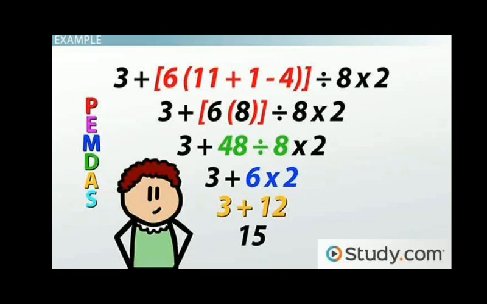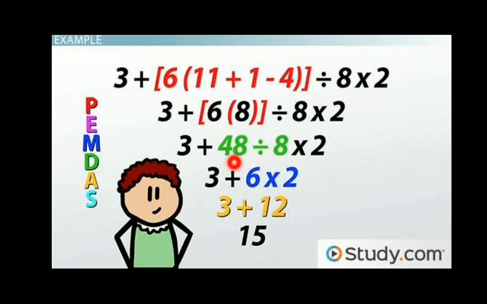Now look at this sum. First we need to solve the innermost brackets, that is 11 plus 1 plus minus 4, which gives you 8. Next, 6 into 8 is 48. Brackets means you need to multiply.